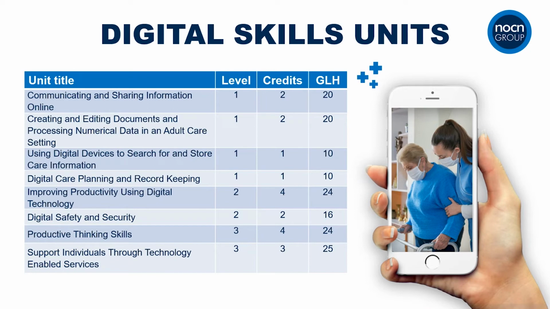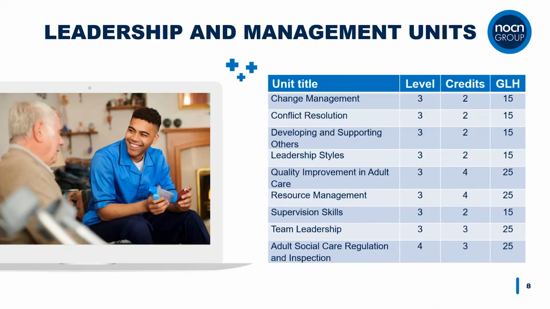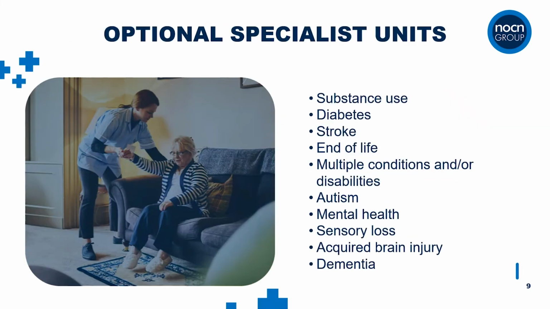For the leadership and management unit, we created short 15 GLH units in change management, conflict resolution, developing and supporting others, and leadership styles to enable learners to study more topic areas. The other difference is that there is now a level 4 unit in adult care inspection to help learners to prepare for one. The specialist units have the titles that you can see on the screen.